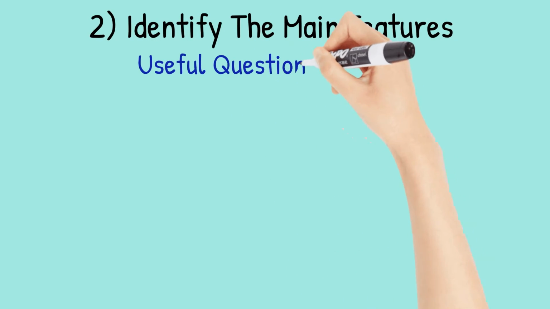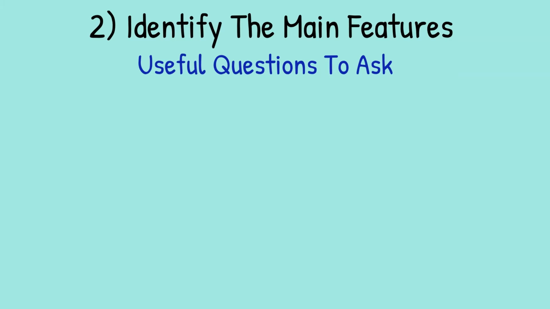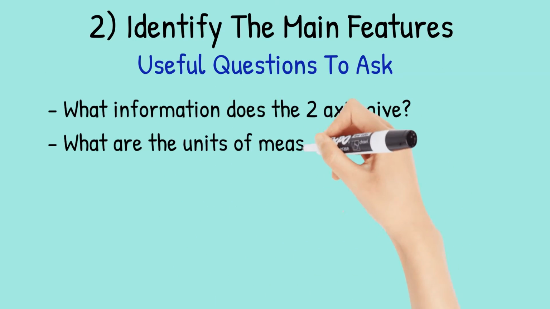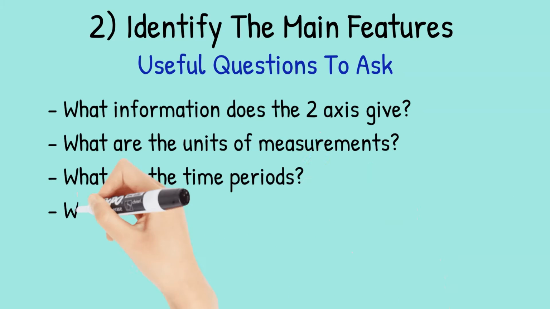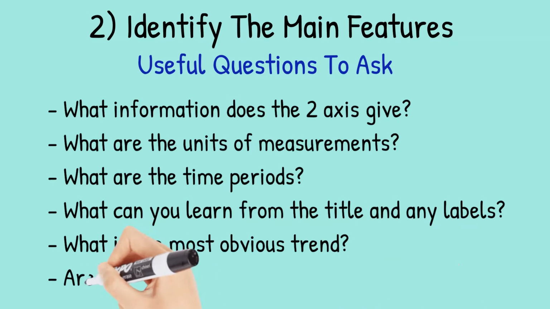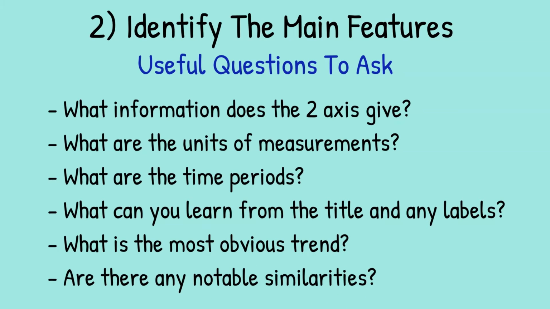There will be lots of information in the graphics to help you identify them. Here are some useful questions to ask. The first question relates specifically to bar charts and line graphs, but the rest apply to all graph and chart types. What information do the 2 axes give? What are the units of measurement? What are the time periods? What can you learn from the title and any labels? What is the most obvious trend? Are there any notable similarities?